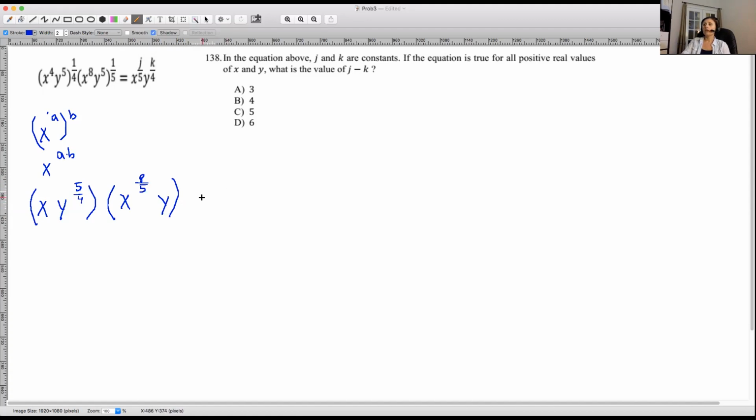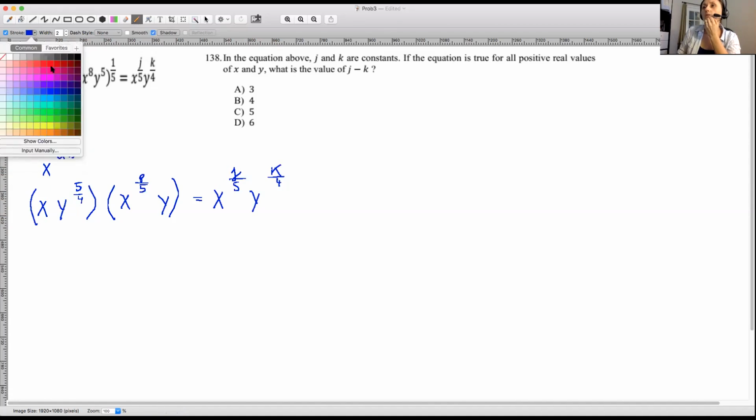And then here we've got equals x to the power of j divided by 5, y to the power of k divided by 4. Okay, I'm still not done with the left side, because even though I opened the parentheses, now I have some like terms. What are my like terms? My like terms are x to the power of 1, and then x to the power of 8/5. So now I'm going to have to deal with those.